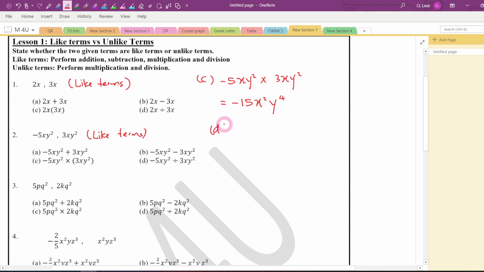Now let's go to D. Negative 5xy squared divided by 3xy squared.